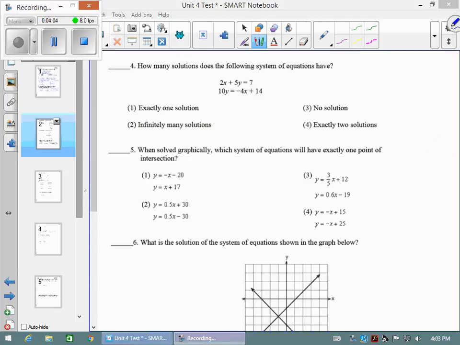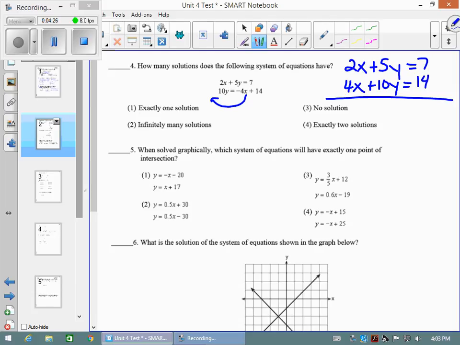Okay, for question 4, we're asked how many solutions does this system have? So I want to solve this by elimination, so I'm going to start by bringing over that negative 4x term to the other side to get them into the right form. So I have 2x plus 5y is equal to 7, and add over the 4x to get 4x plus 10y is equal to 14.